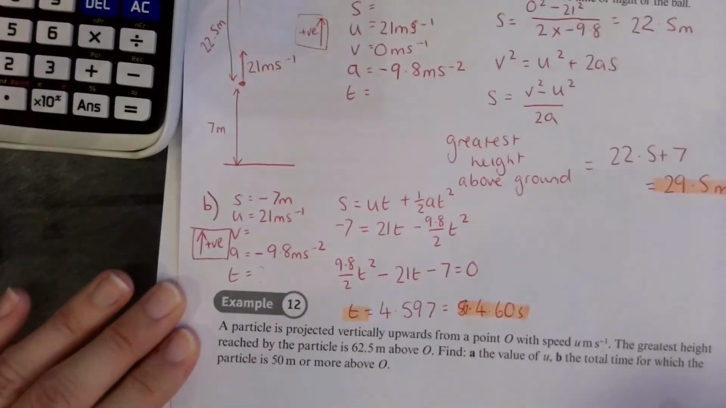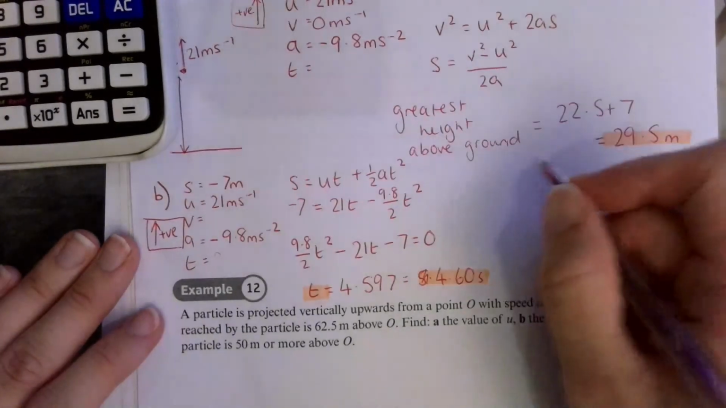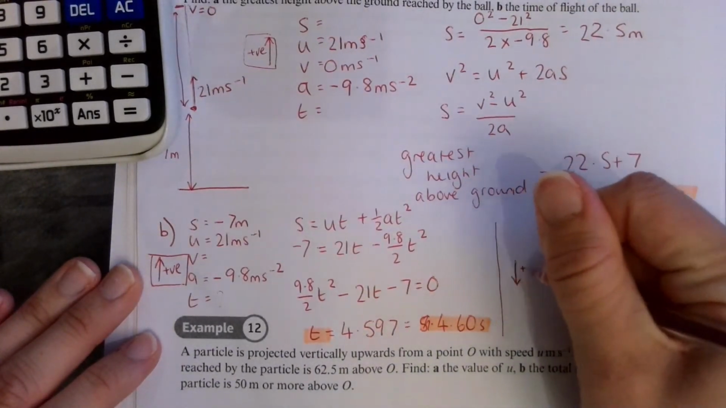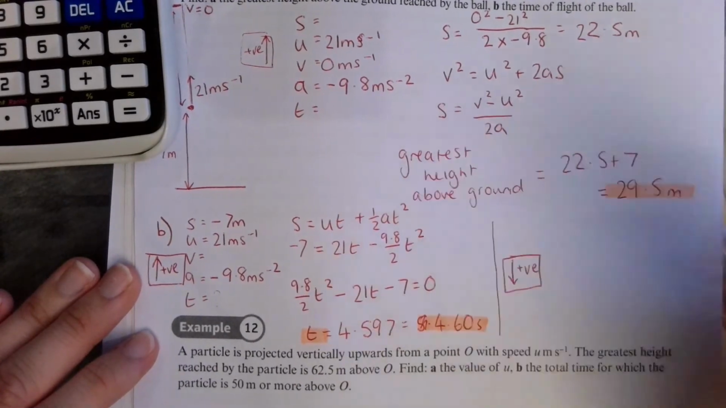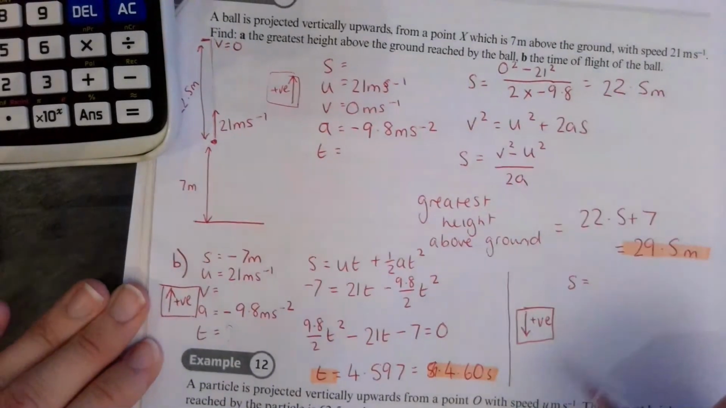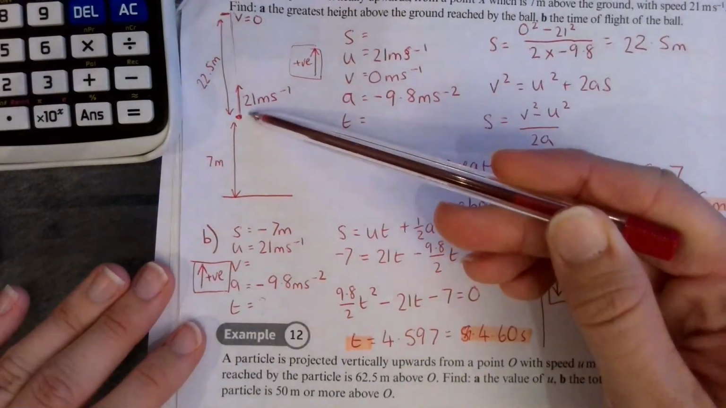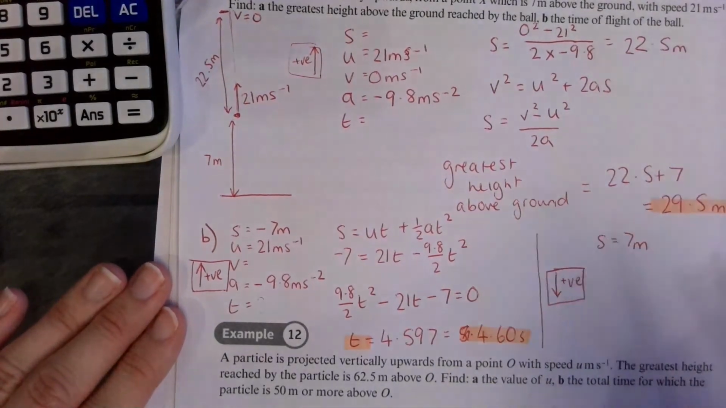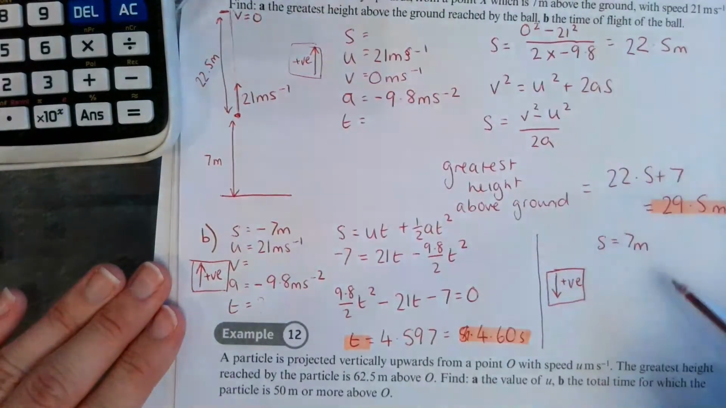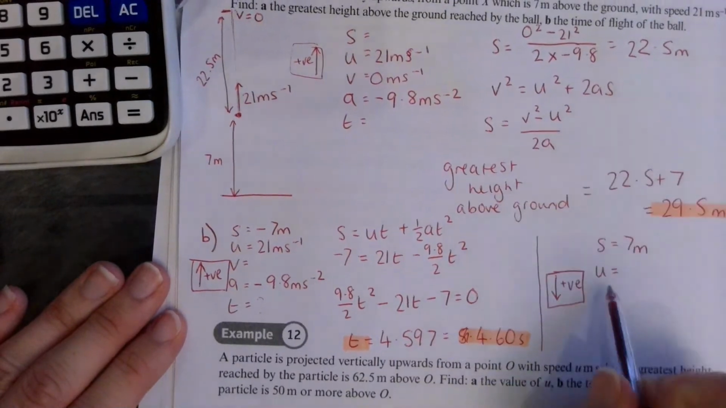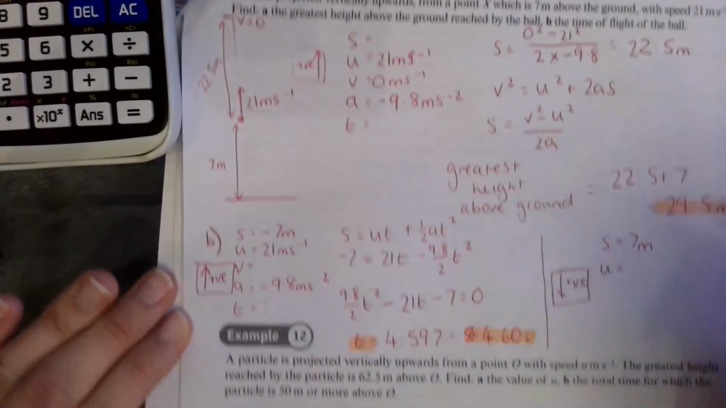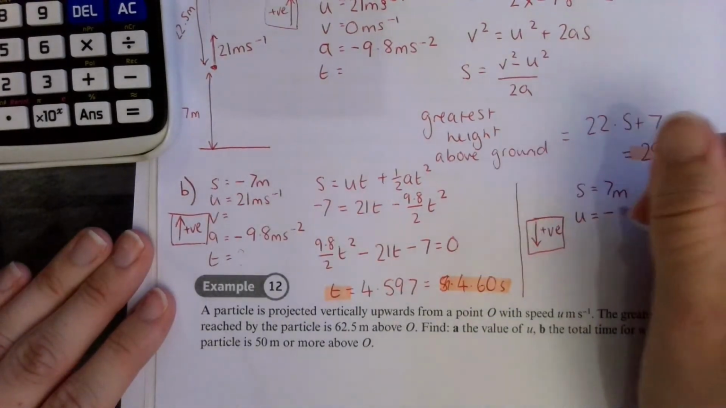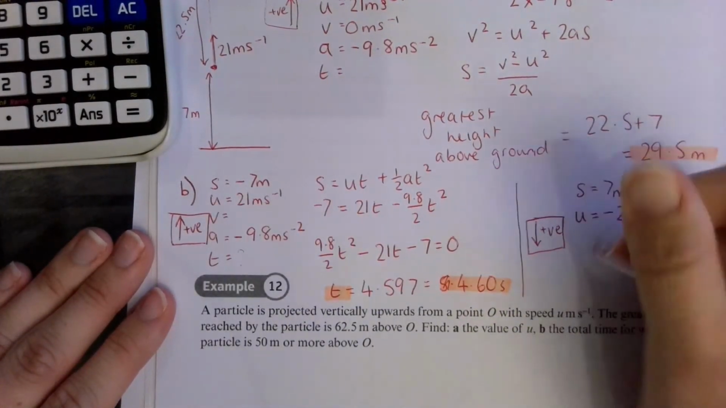I want to also show, I know this is getting a bit messy now, I'm sorry about that, how I could have done it a different way. Now I could have taken the downwards as positive. If I was taking the downwards direction as positive, the displacement from start to end would be 7 meters and not negative 7, because it's positive 7 if I'm taking downwards as positive. The initial velocity would be negative 21 because the initial velocity is upwards. So if I'm taking downwards as positive, it would be negative 21 meters per second.